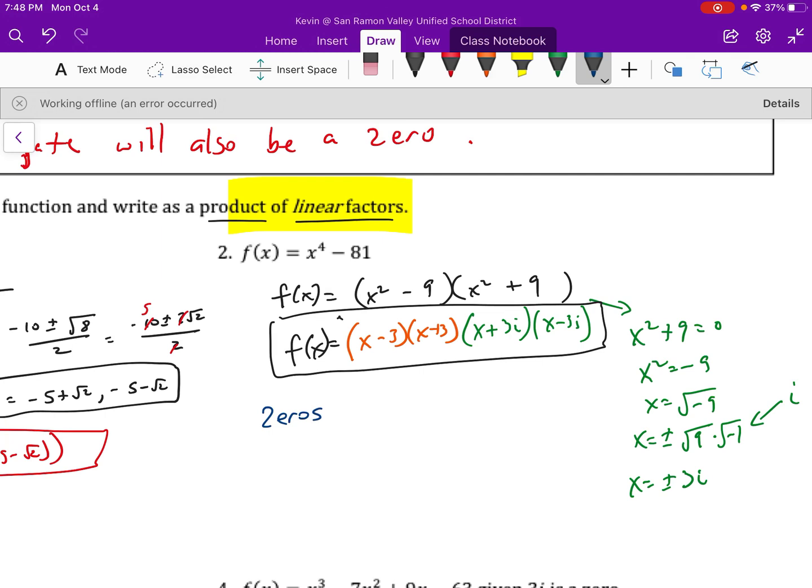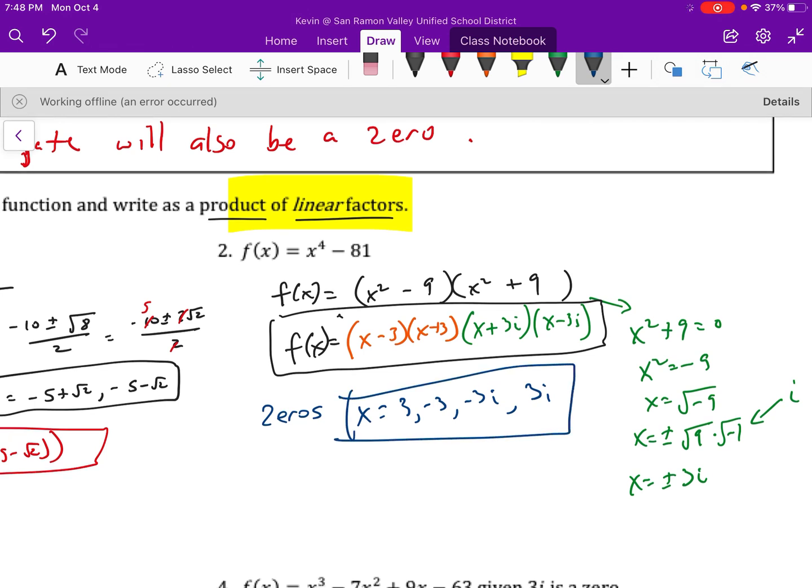What are our zeros? Well, x equals 3, negative 3, negative 3i, and 3i, in no particular order. Order doesn't really matter. Those are our zeros.